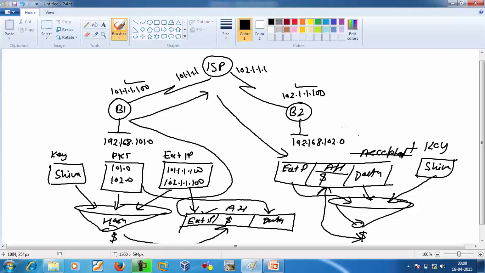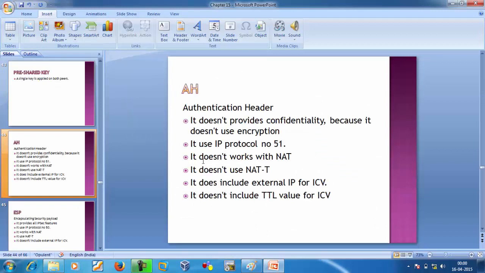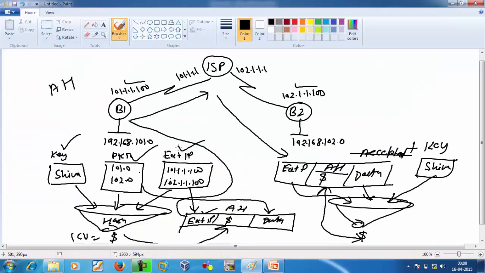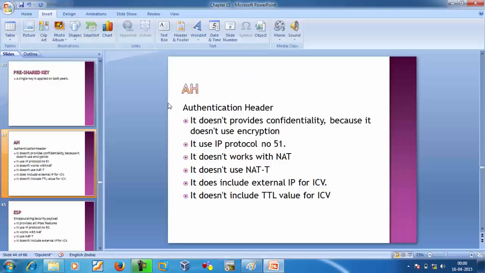So here we can see, if we are talking about AH, it includes all things. It will add the key, it will add the packet, and it will add the external IP. All things are used for ICV, meaning integrity check value. So here we can see that it does include the external IP. You can see here the external IP is included for ICV, integrity check value, but it doesn't include the TTL value.